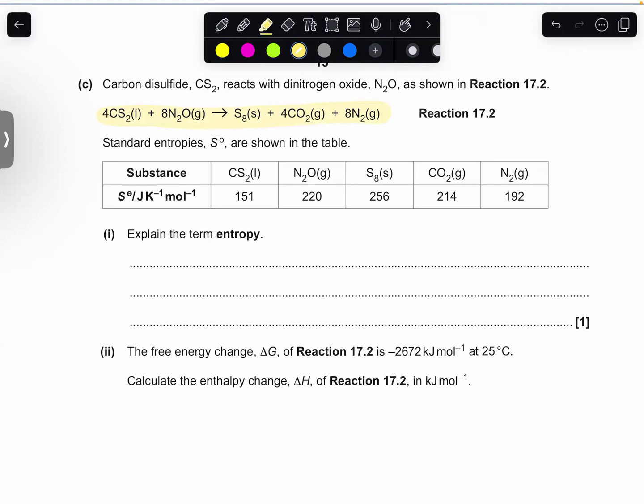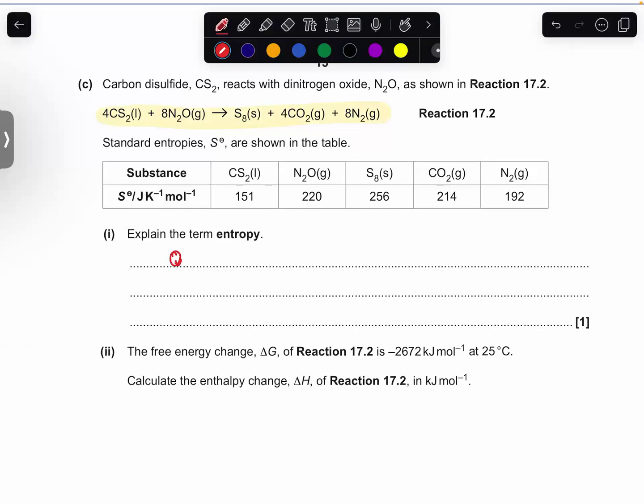You've got the state symbols. It says explain, you've got the standard entropies of the individual compounds. It says explain the term entropy. Entropy, this is a definition you want to learn. And by learning the definition, you'll be able to explain what is going on as well.